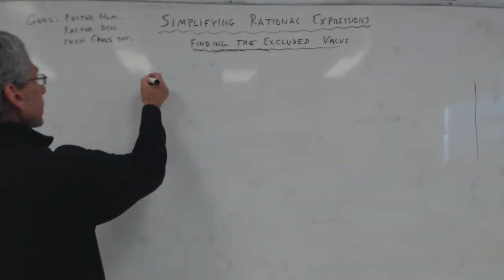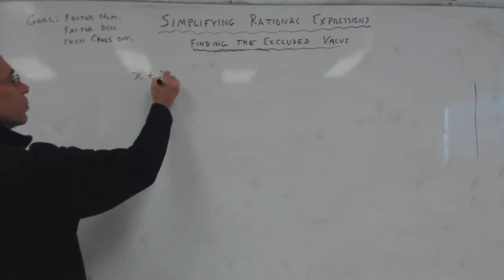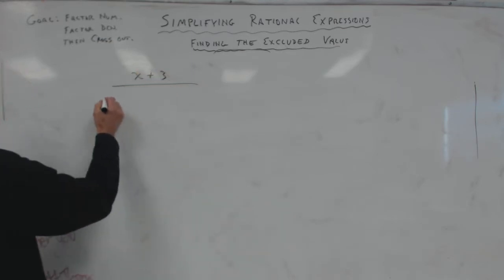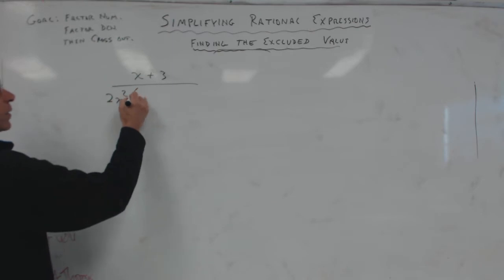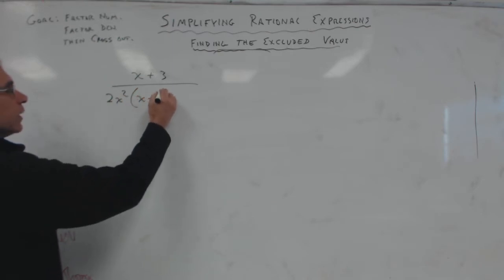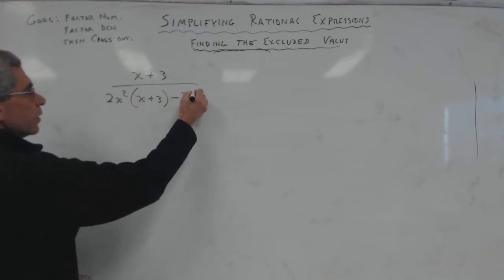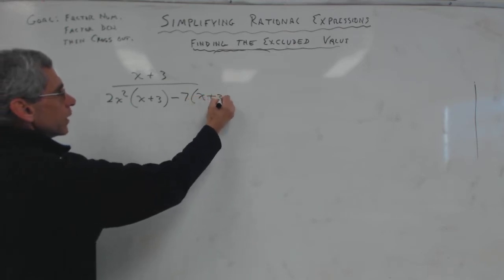Gave you something like this. X plus 3 over 2x squared times x plus 3 minus 7x plus 3.